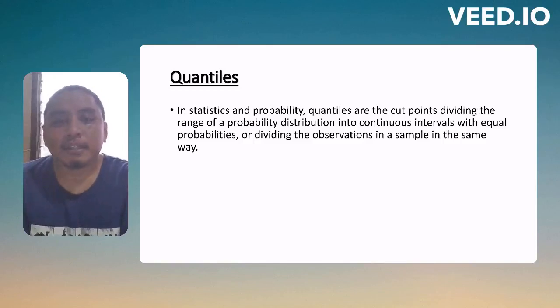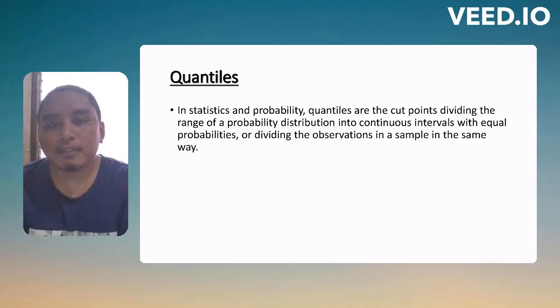Quantiles. In statistics and probability, quantiles are the cut points dividing the range of a probability distribution into continuous intervals with equal probabilities, or dividing the observations in a sample in the same way.